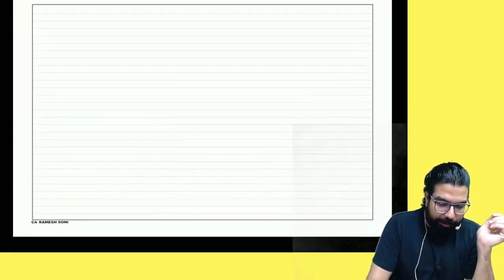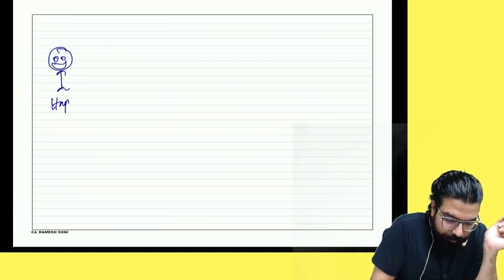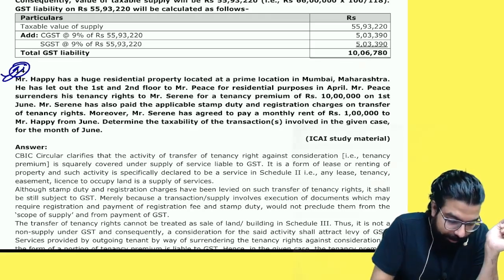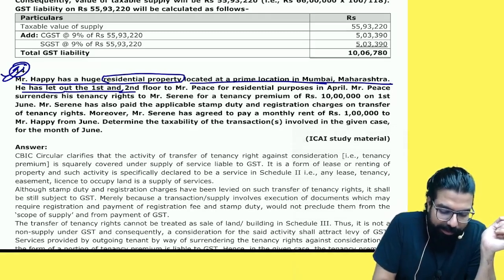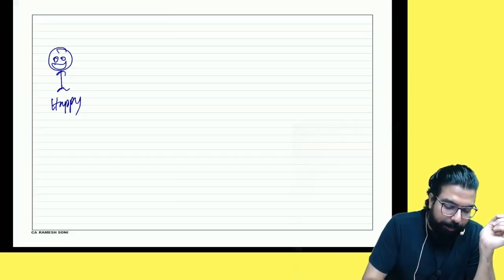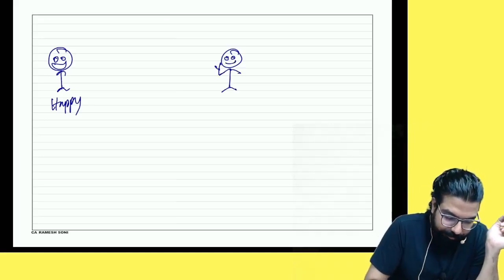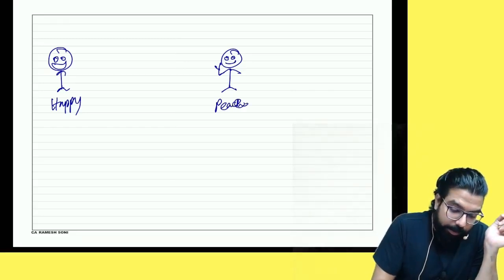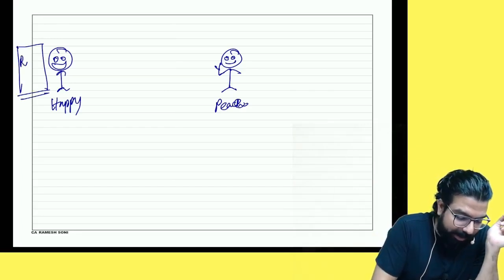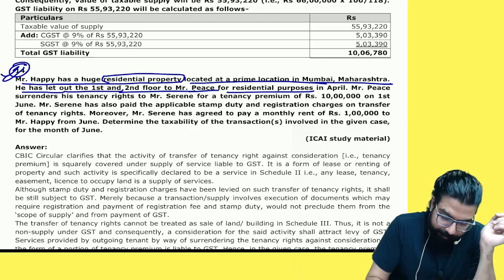Chalo, let's understand. Mr. Happy. We'll draw Happy over here. Mr. Happy, okay? Happy is very happy. Has a huge residential property at a prime location in Mumbai. He lets out first and second floor to Mr. Peace for residential purpose. People, Peace how to draw? Peace. Okay? He is Mr. Peace. You understood? He is showing Peace. Okay? Now, he has a residential property. He gave the residential property's tenancy right.